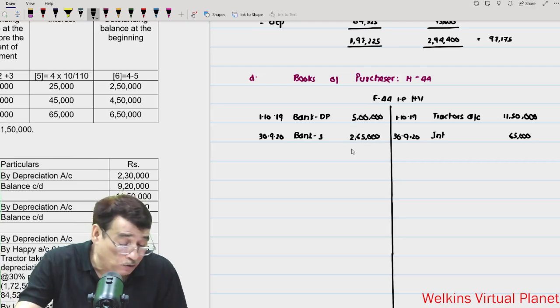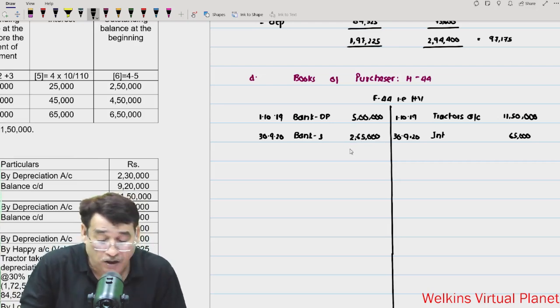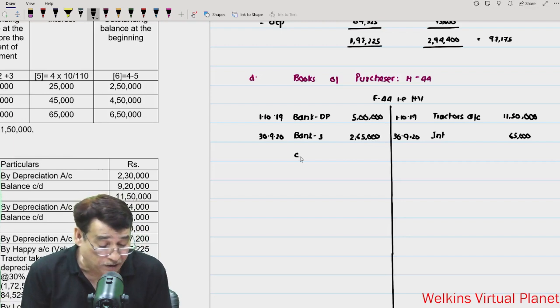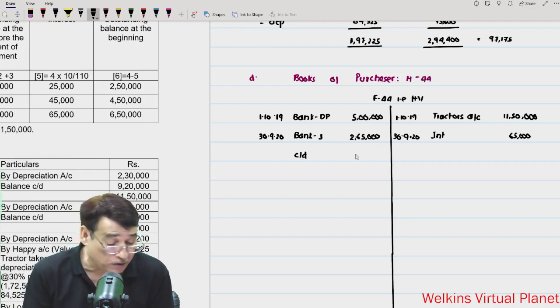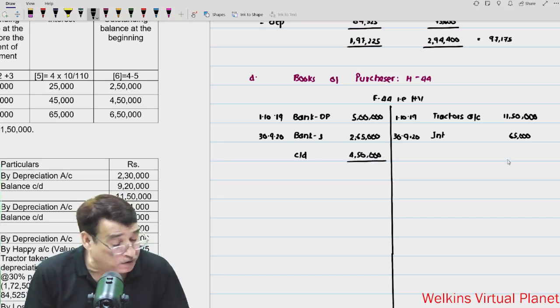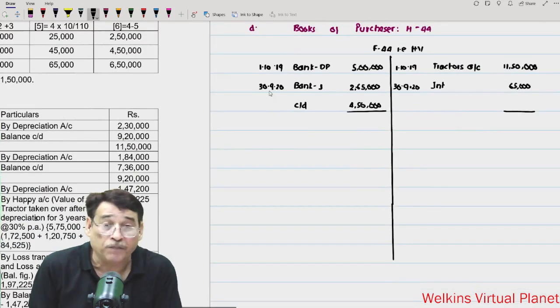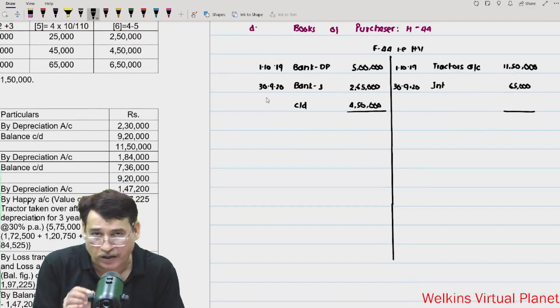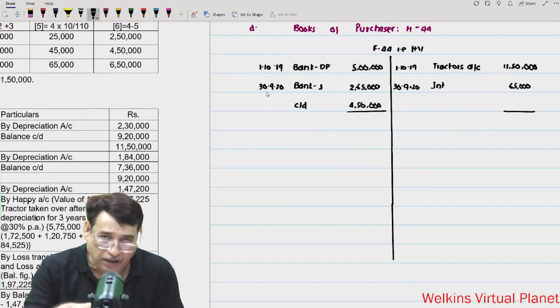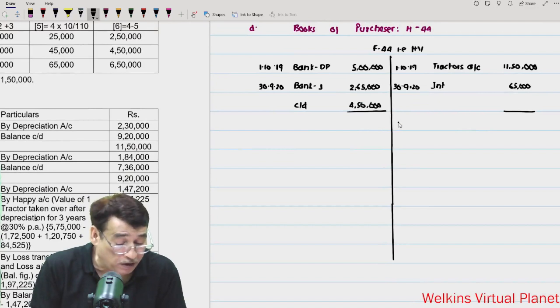Quite obviously, now you are supposed to balance this particular account. If you are going to balance, your balance carried down will be equal to 4,50,000. So as far as first year is concerned, your task is over. You will move over to the next year. Please take care of the date. It is very important. Now, 30th of September is the end of the first year. So next year will begin from 1st of October 2020. Then write the balance amount. Balance amount is equal to 4,50,000.